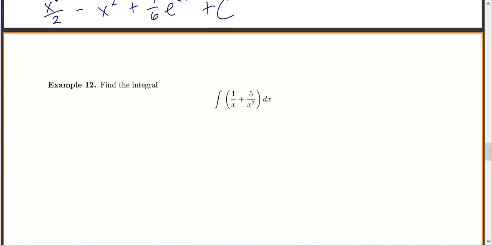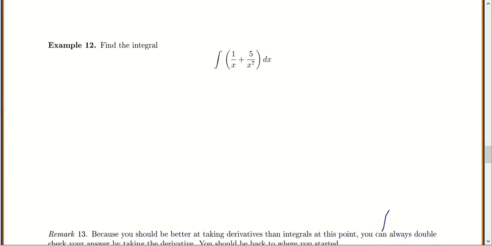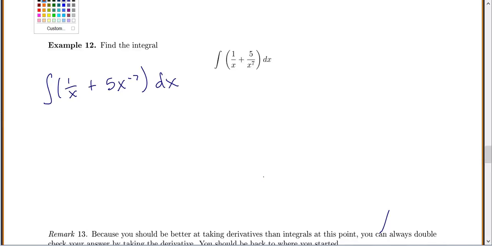So like for this example, I'm going to first rewrite this integral as the integral of, well, we'll keep that 1 over x plus 5 times x. I'm going to write it as x to the negative 7 dx. Now when I do this, I'm not going to write out every step. Okay, instead I'm going to say, okay, what's the integral of 1 over x? This one you just have to memorize. The integral of 1 over x is the natural log of the absolute value of x.